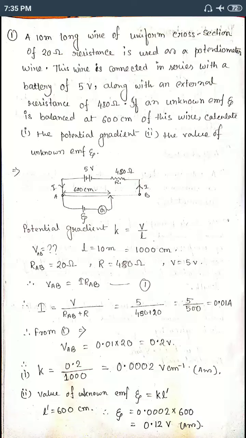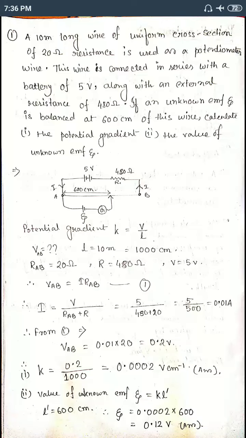So here you see the first problem: a 10-meter long wire of uniform cross section of 20 ohm resistance is used as a potentiometer. When this type of problem is there, try to draw the circuit diagram of the potentiometer. Don't draw six wires or four, just only one wire, a simple circuit diagram. Then you can understand, and half of the solution is completed when you draw the circuit diagram. So try to draw the circuit diagram whatever the statements are given.